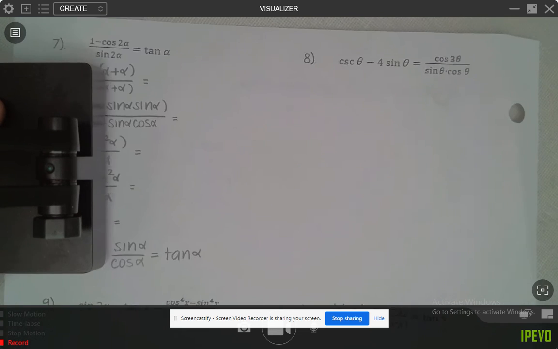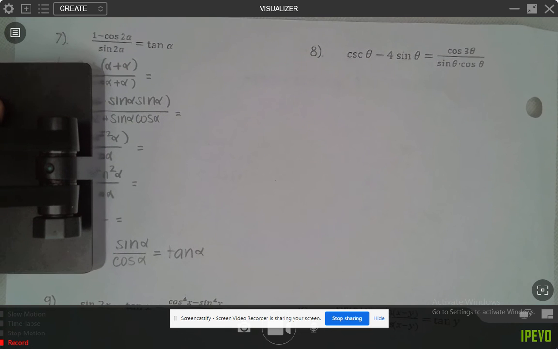Okay. 8. What side would you like to work down on 8? I would say the right. But what do we have? We have a cosine of 3 theta. Before I've always had 2, right? But I have 3. How do I get to 3? I'm having 3 of them.